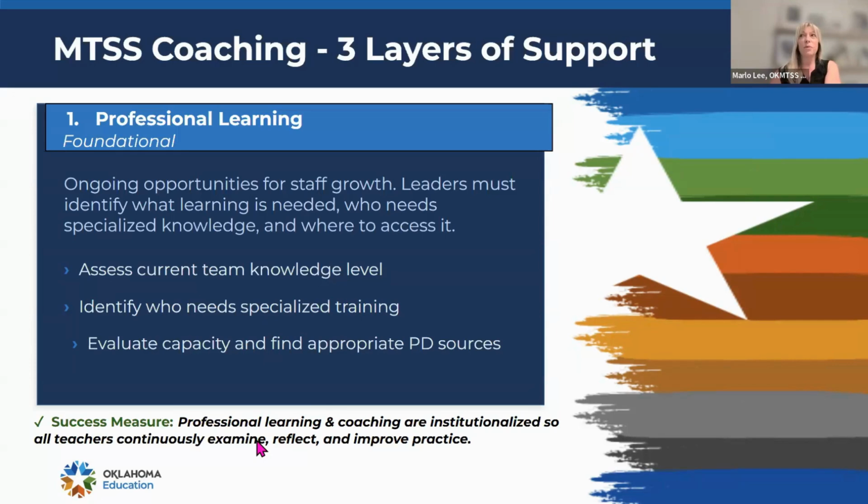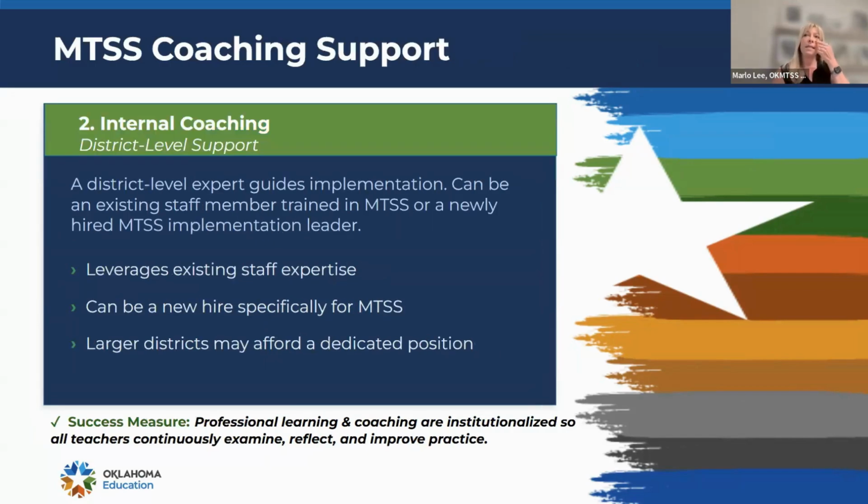So the success measure for this one is professional learning and coaching are institutionalized, so all teachers continuously examine, reflect, and improve practice. The second level of support is internal coaching. This is district level support. A district level expert guides implementation. Can be an existing staff member trained in MTSS, or a newly hired MTSS implementation leader.